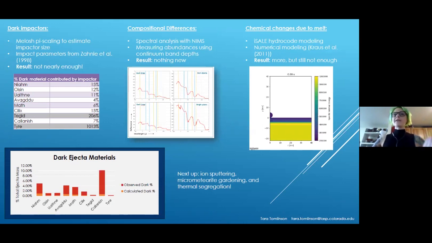The third hypothesis I tested was looking at the melt production due to the impact. I used a combination of iSALE hydrocode modeling and numerical modeling to simulate a Europa-sized impact and determine how much of the ejecta that was created would be melted.